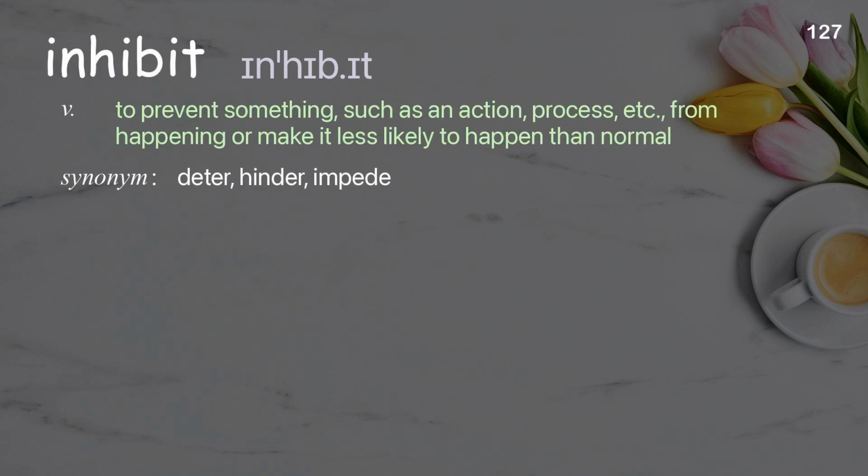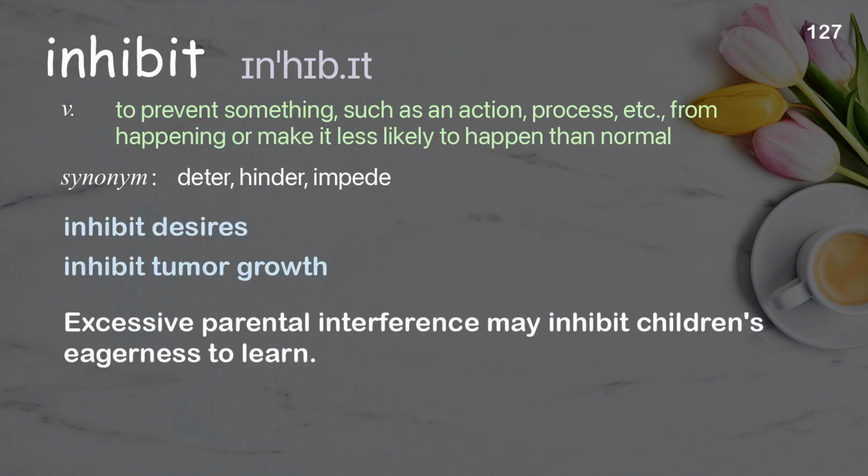Inhibit. To prevent something, such as an action, process, etc., from happening or make it less likely to happen than normal. Examples: Inhibit desires. Inhibit tumor growth. Excessive parental interference may inhibit children's eagerness to learn.